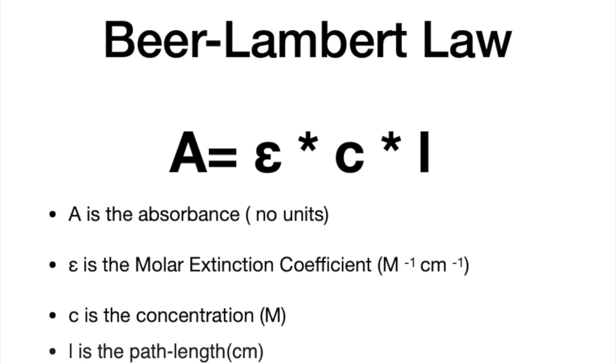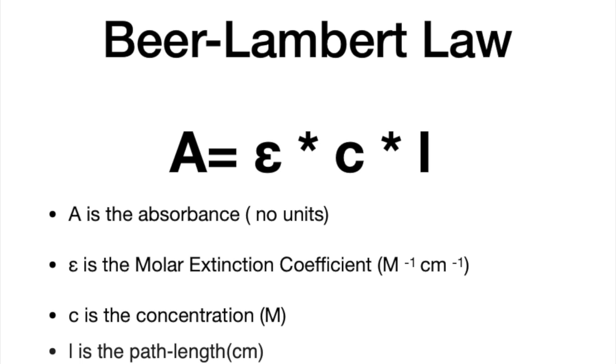The C is the concentration of a substance that is in the cuvette and can be found by using the C1 times V1 equals C2 times V2 formula. The L is the path length of the light in the spectrophotometer. In this case, it is 1 centimeter because that's the distance of light that traveled through the cuvette.